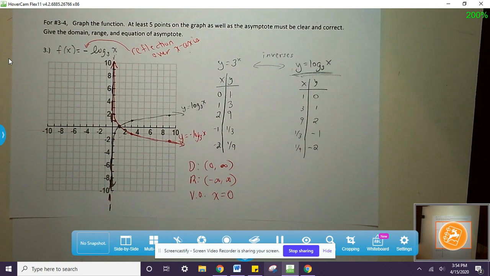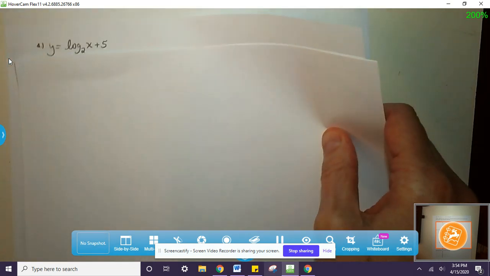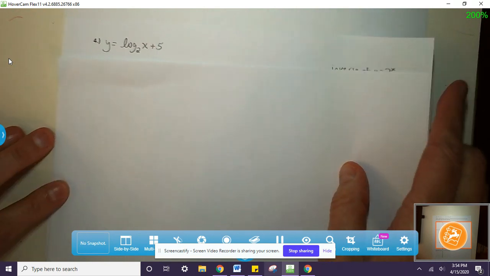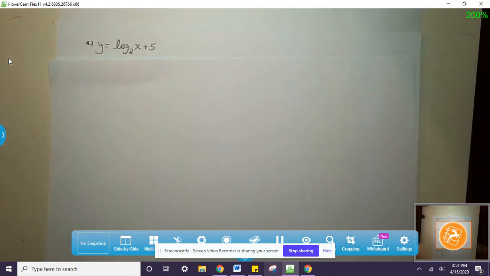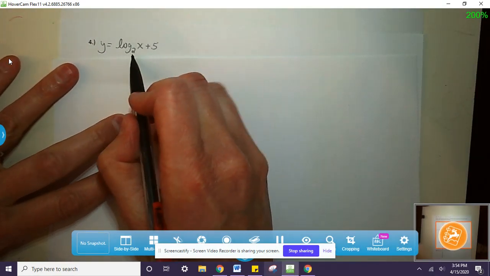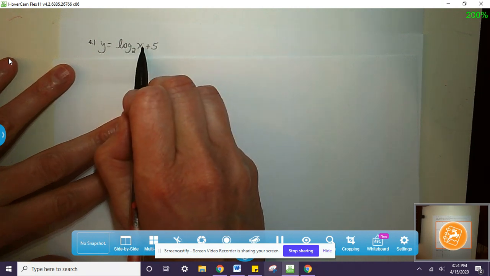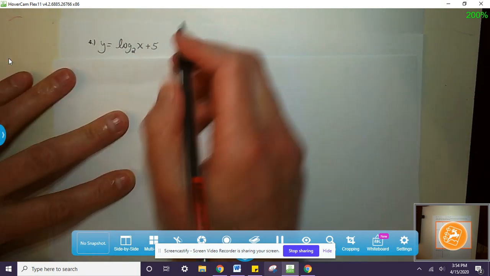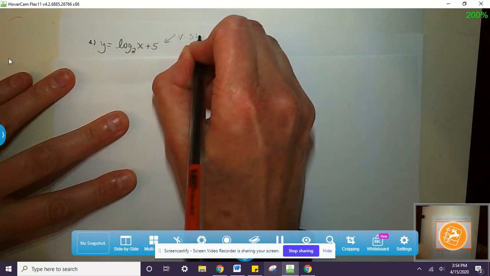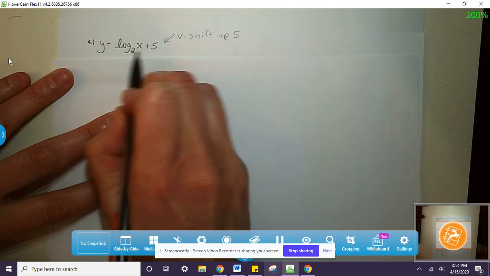And we have one more example to do today before you go and do some practice on your own. And the example that we're going to do for number 4 is log base 2 of x plus 5. So what we're going to have to do is graph log base 2 of x, which is different than the other ones we just did. And then the plus 5 is going to be a vertical shift up 5. So once we get that basic log graph, we're going to move it up 5.